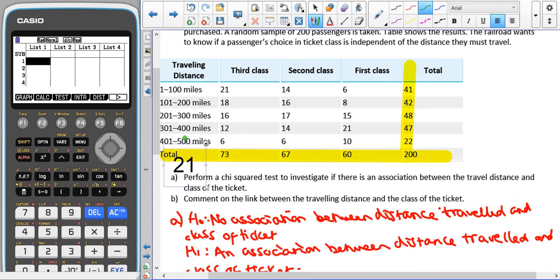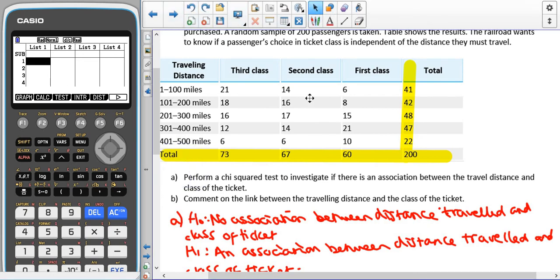Sorry, I haven't clicked across. Try that one again. 21, 14, 6, 18, 16, 8, 16, 17, 15, 12, 14, 21, 6, 6, 10. Quick check that I've entered those in. 10, 10, 10, 6, 6, 21, 14, 12, 15, 17, 16, 8, 16, 18, 6, 14, 21.